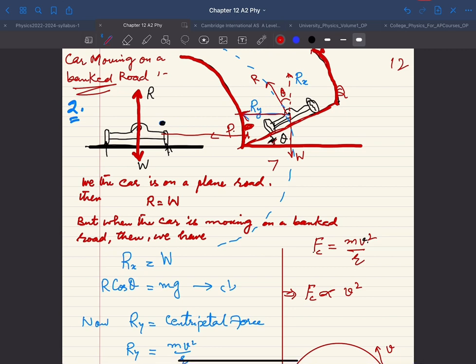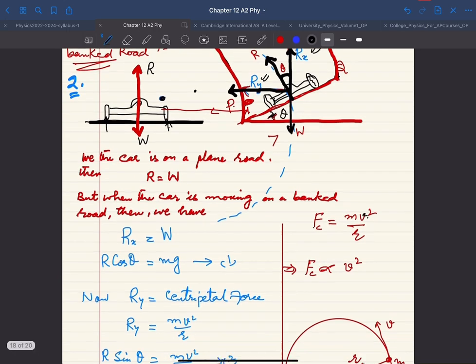Now in this case what is happening, simply you can say that when we consider the normal reaction, the normal reaction is here, and this normal reaction is making a particular angle. Here you have R, this is the vertical, and this is theta. So again we have two components, one is Rx and the other one is your Ry. So Rx is in the line of your weight W, and of course if we are not considering the other forces, the Ry is the force which is toward the center of the circle.